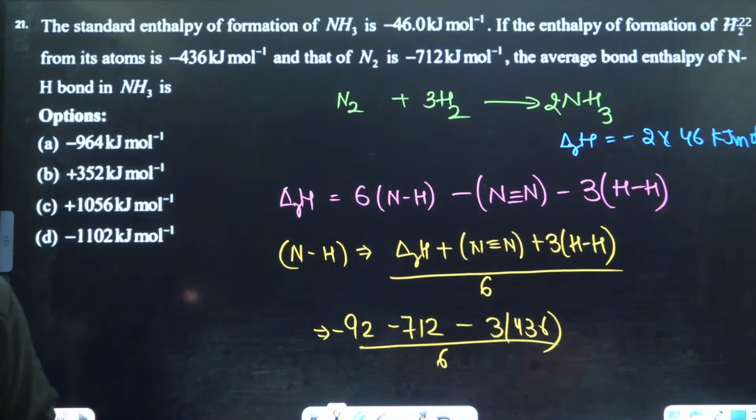Is that clear to everybody or not? Students, is that clear to all of you or not? What we are going to do here? Delta H minus, this will be NH. Okay.